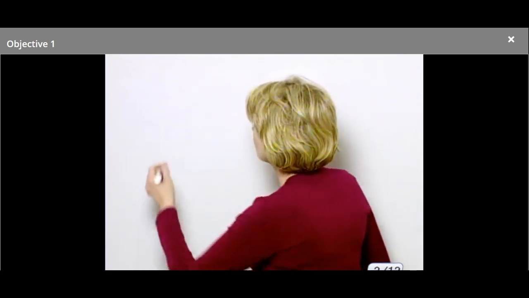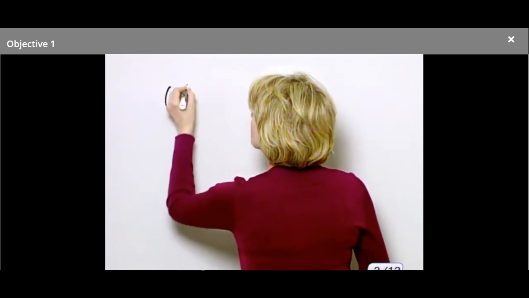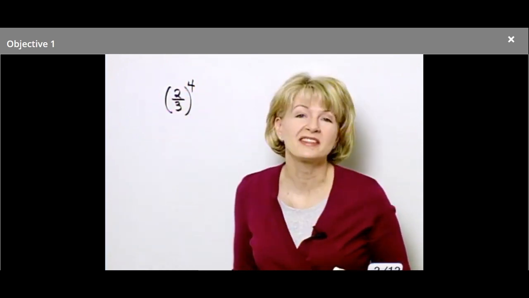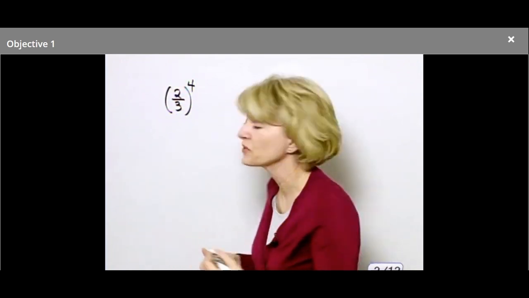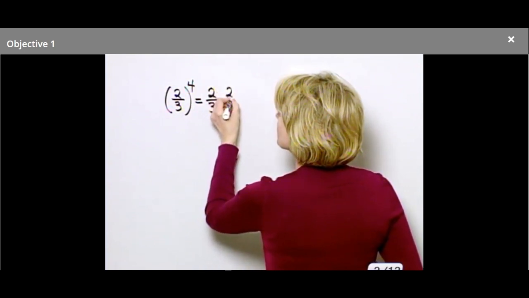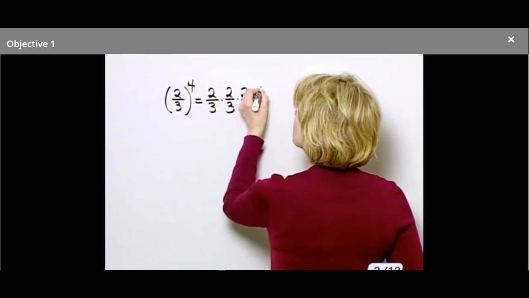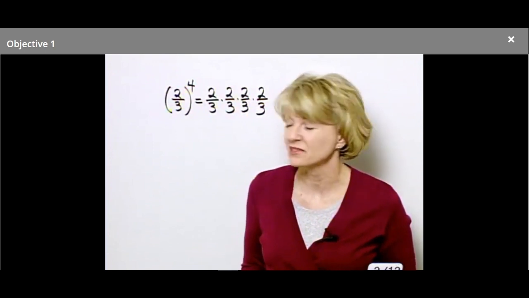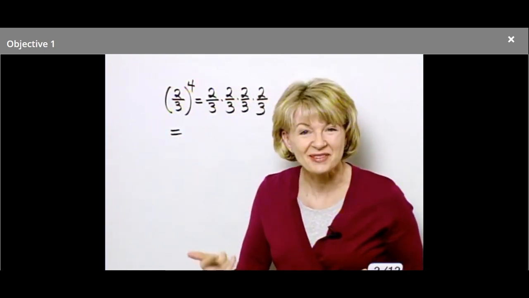Let's suppose I have a fraction, say 2/3 to the 4th power. The base is 2/3, the exponent is 4. This notation means 4 factors of 2/3. So this means 2/3 times 2/3. Now how many times do I write down 2/3? I write it down as a factor 4 times. All right, so there I have 2/3 times 2/3 times 2/3 times 2/3.